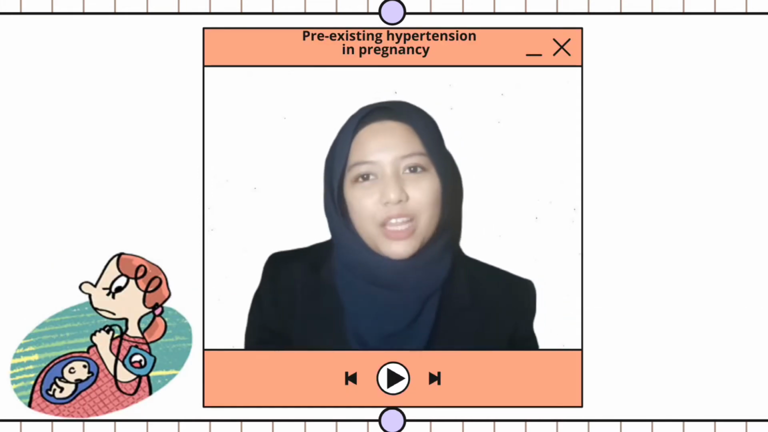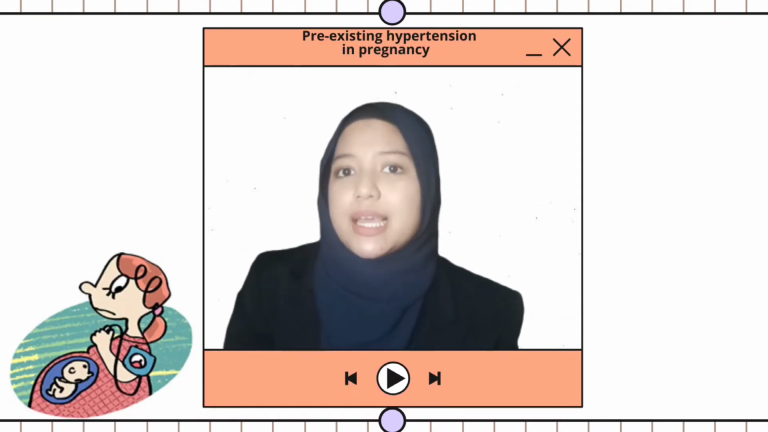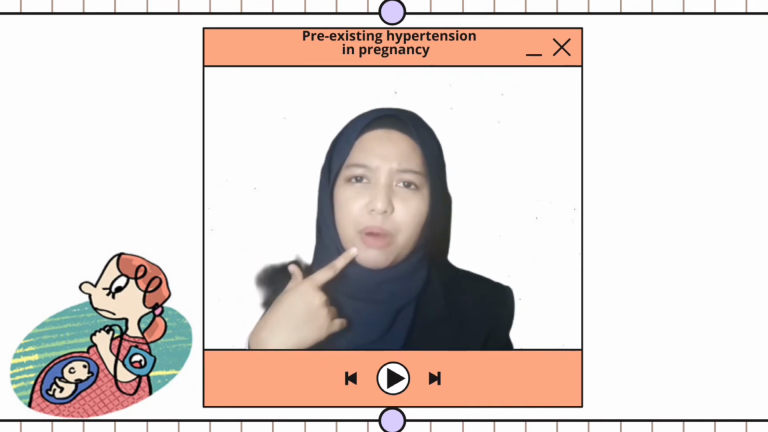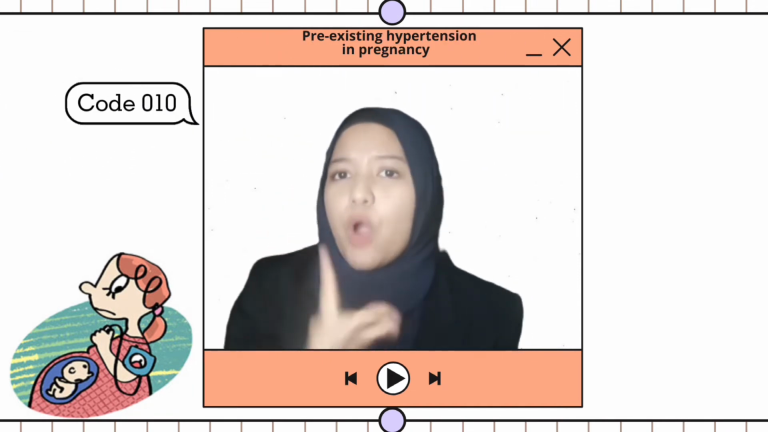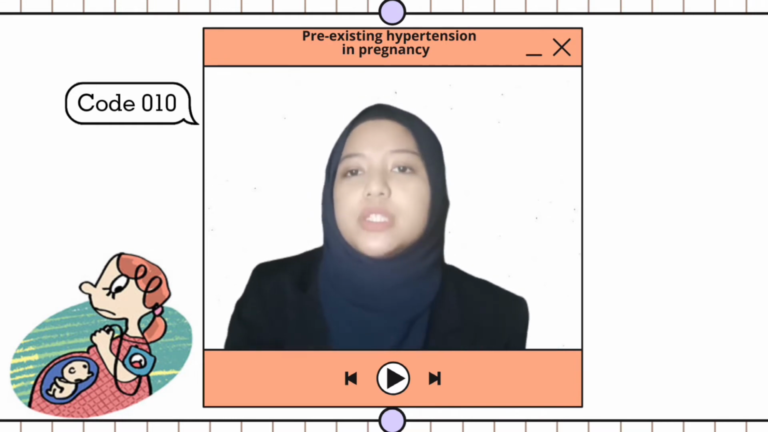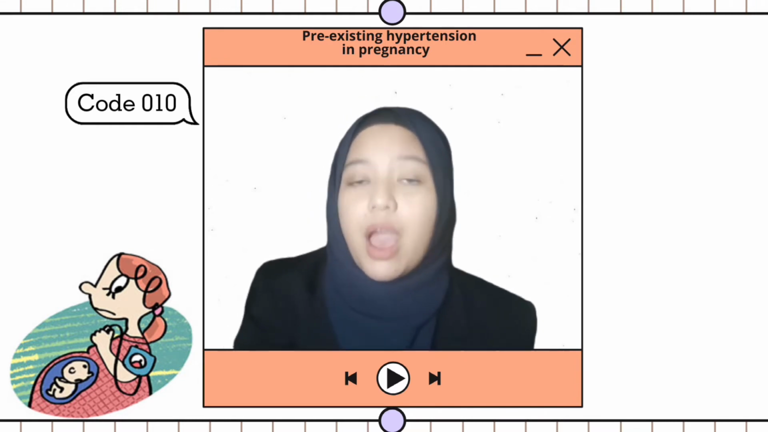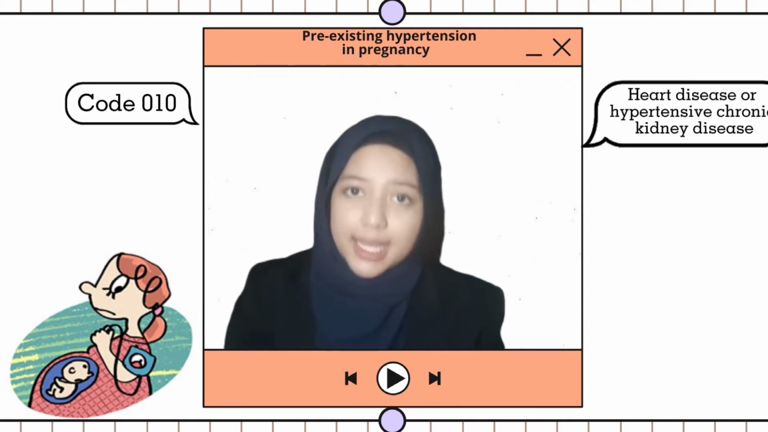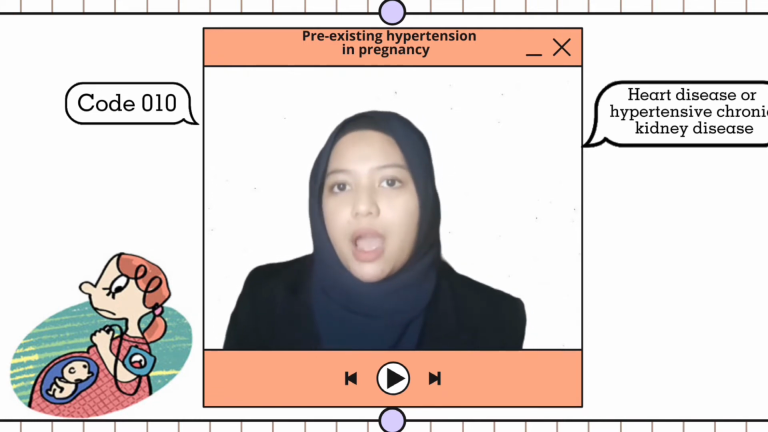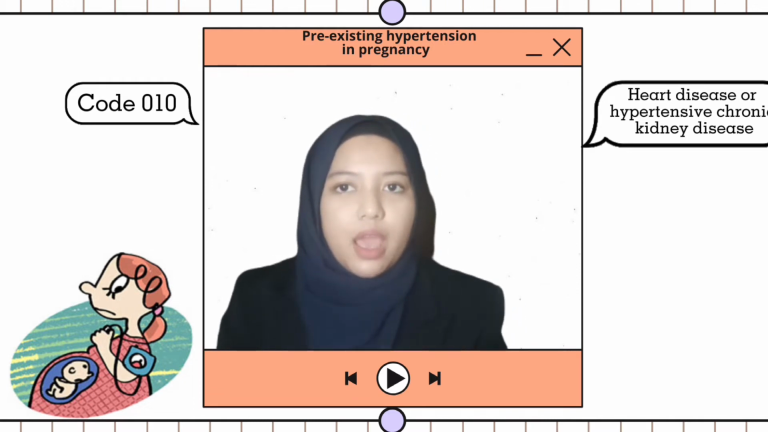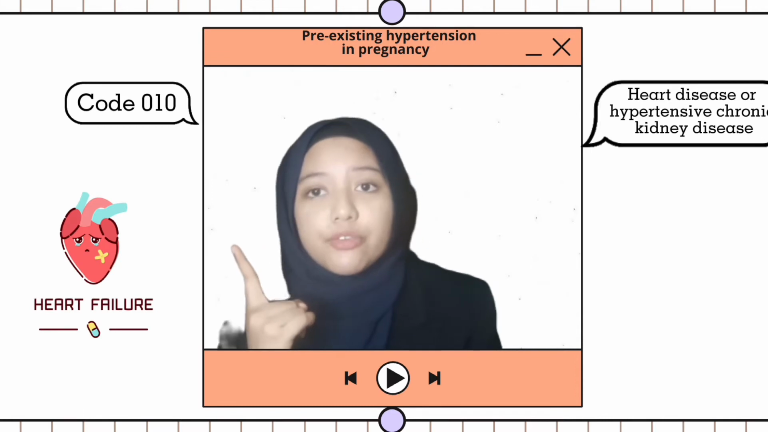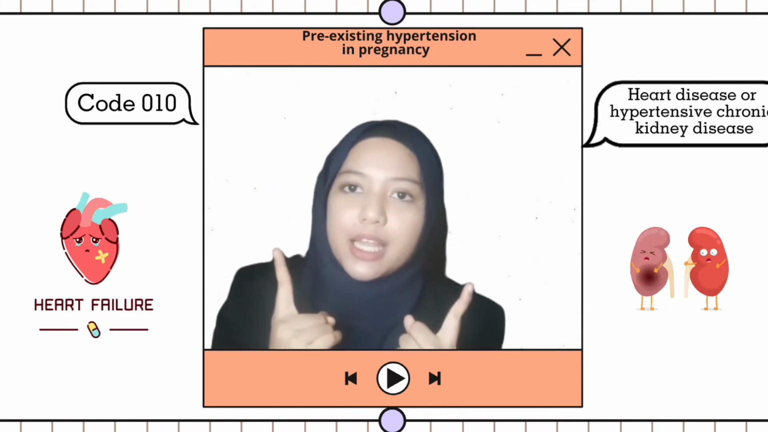And then we continue with pre-existing hypertension in pregnancy. So, what do we think about this point? Okay, when assigning one of the O10 codes for hypertensive heart disease or hypertensive chronic kidney disease, a secondary code from the appropriate hypertension category must be included to identify the type of heart failure or chronic kidney disease.